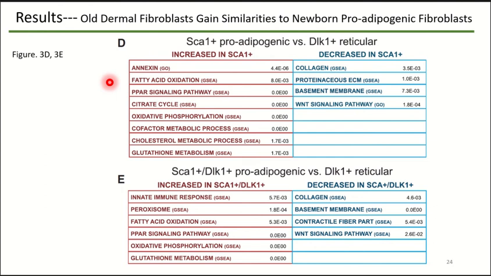Hence, in Figure 3d to e, this analysis revealed that DLK1 positive reticular cells predominantly express ECM genes, whereas the transcriptomes of both types of pro-adipogenic fibroblasts had an overrepresentation of genes involved in fatty acid oxidation, glycoside metabolism, and oxidative phosphorylation.